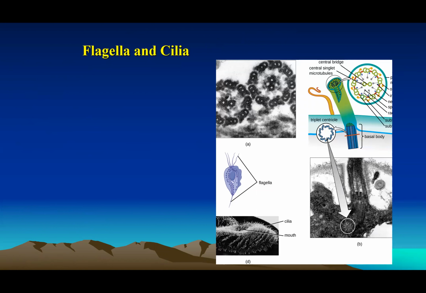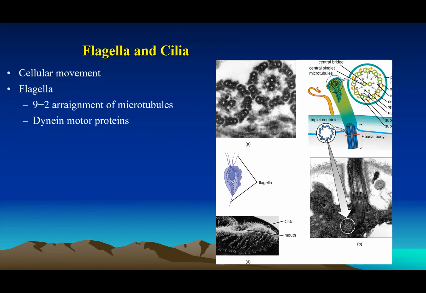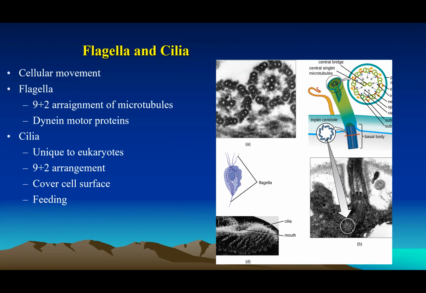Some eukaryotic cells also have flagella and cilia for cellular movement. The flagella has a 9+2 arrangement of microtubules and dynein motor proteins. Whereas the cilia, which is very unique to eukaryotes, also has a 9+2 arrangement of microtubules, and they can cover cell surfaces. And it might also have a basal body, like we saw earlier.